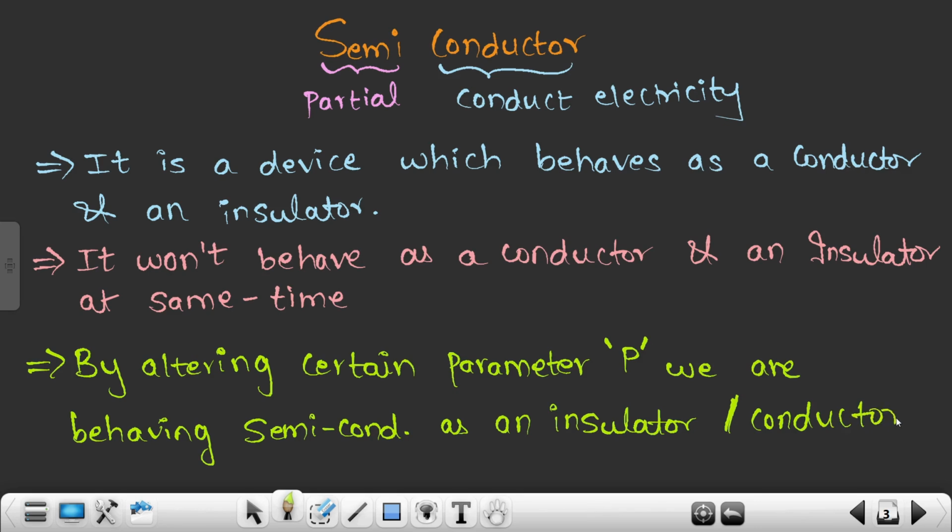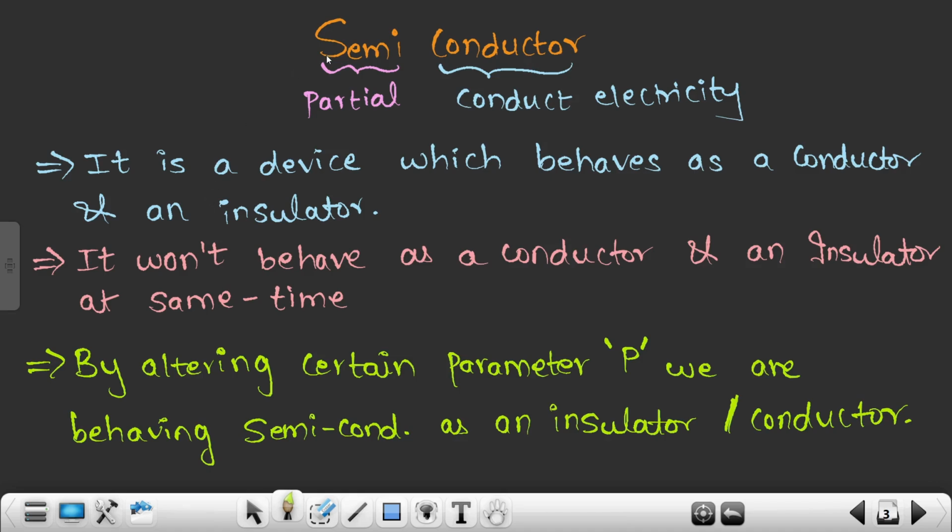Okay, again we will quickly revise this particular point. I know you might have got stuck over here that how exactly, without giving any proof, sir is telling that your semiconductor can't behave as a conductor and insulator at the same time. Don't worry, I will give a legitimate proof in the upcoming video. Just have faith in me.